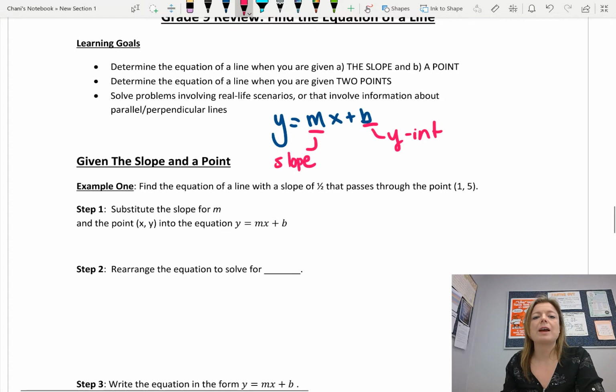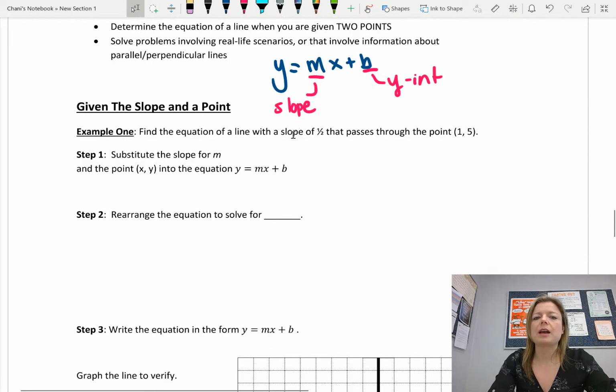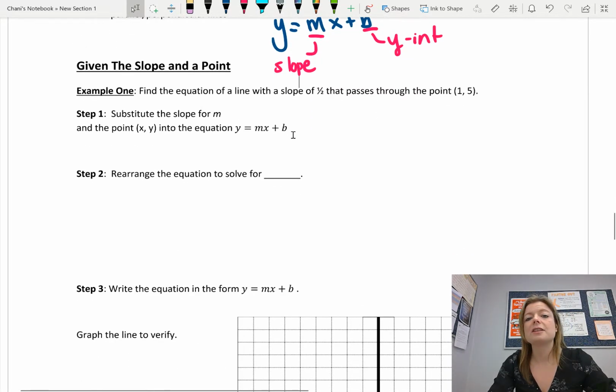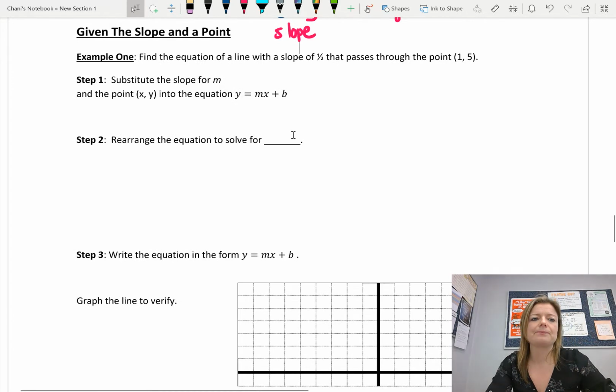Okay, so again, you can come up with this information by either being given the slope and then a point, which will allow us to find the y-intercept, or you're given 2 coordinates, which allows us to first find the slope and then determine the y-intercept. So we're going to do an example of each along with some connections with perpendicular and parallel lines.